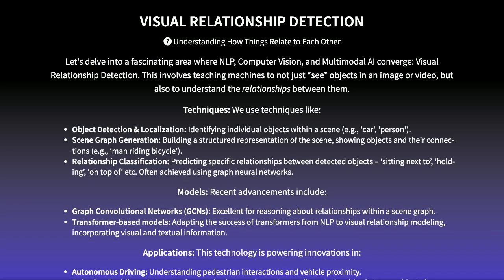Okay, let's talk about visual relationship detection, a really cool area where we're teaching computers to see and understand how things connect in images and videos. It goes beyond just recognizing what is there. It's about figuring out how those things are related. We use techniques like object detection, which pinpoints individual objects, and scene graph generation, basically building a map of the scene showing all the objects and their connections, like a man riding a bicycle. Graph neural networks are key here for reasoning about these relationships. Recently, we've seen transformer models bringing that same powerful learning ability from text into the visual world. This is already being used in some incredible applications, everything from helping self-driving cars navigate safely by understanding pedestrian interactions to enabling robots to actually do things based on their understanding of connections between objects.